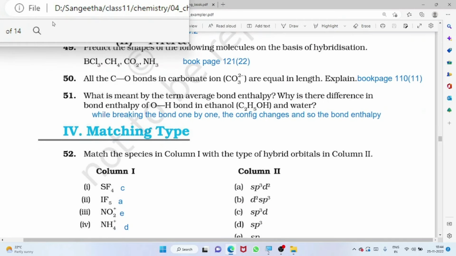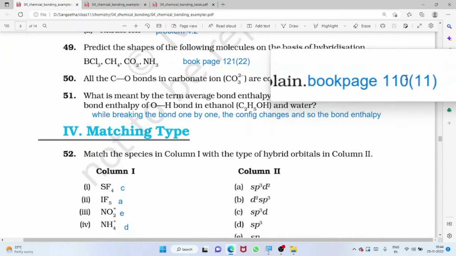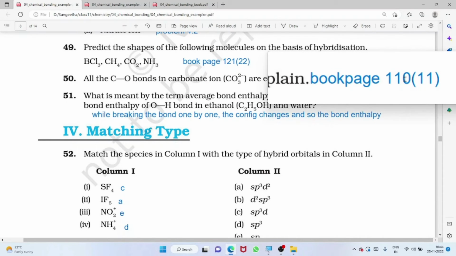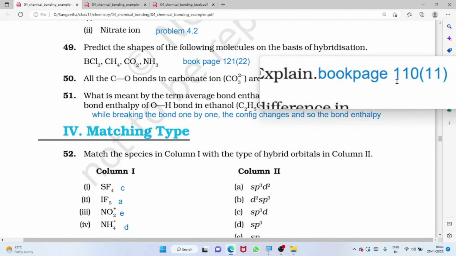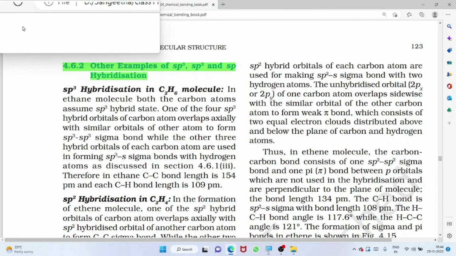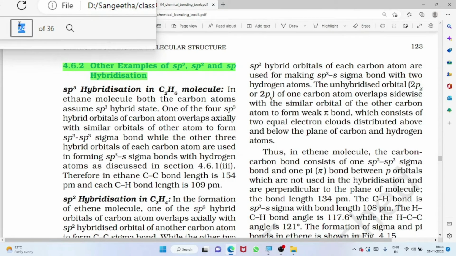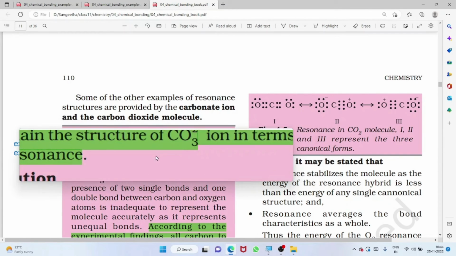All CO bonds in the carbonate ion are not equal in length. Explain. This I have already shown you in that book example. They have given an explanation. This is the carbonate ion. You can go through it.